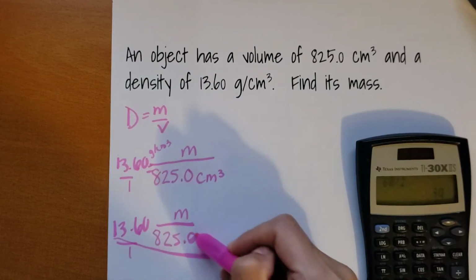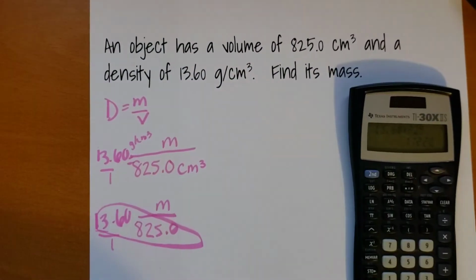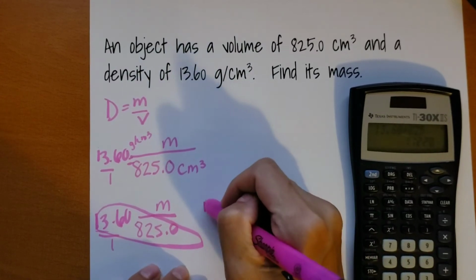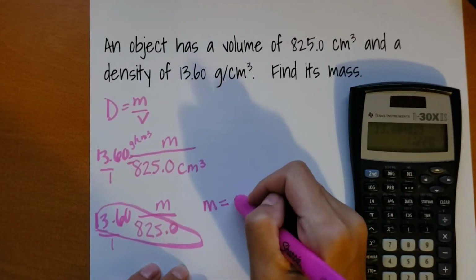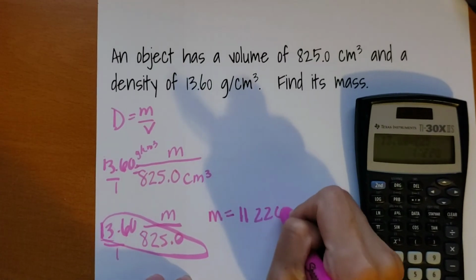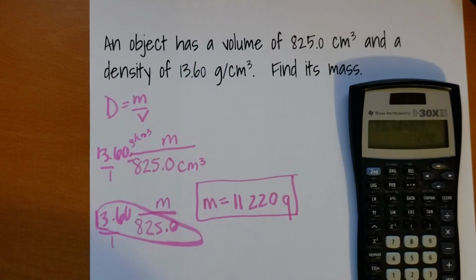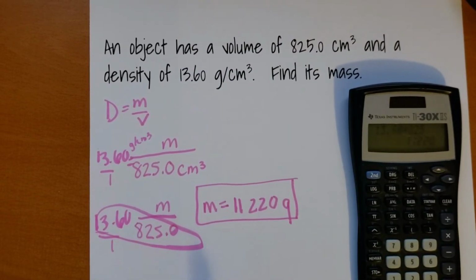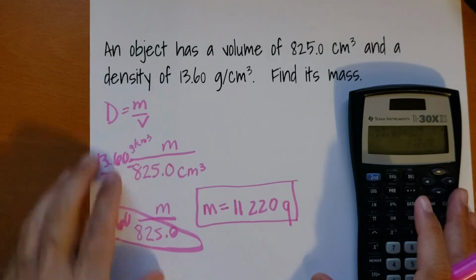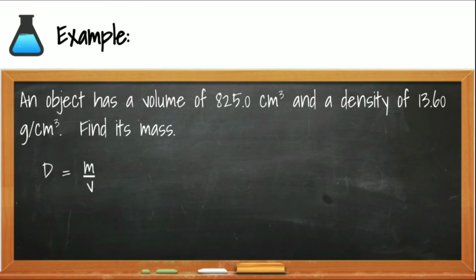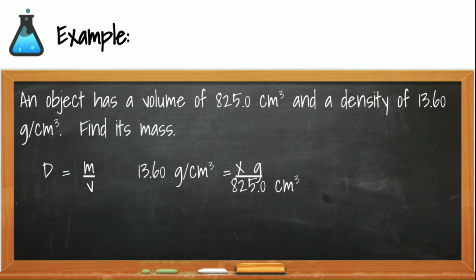So when we cross multiply and we put this in our calculator, we find that our mass equals 11,220 grams. Remember, no commas in chemistry. Let's do one more problem together. Again, you always should begin by writing down the equation, and then you should show a correct substitution. And from here, we can solve.